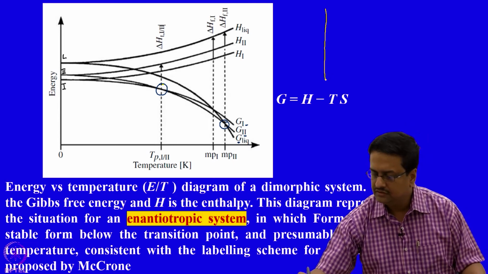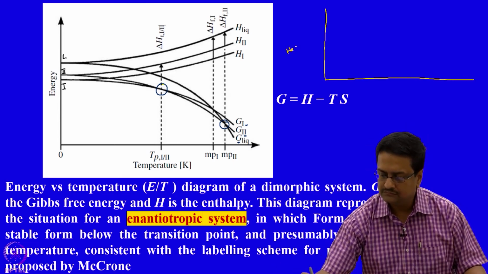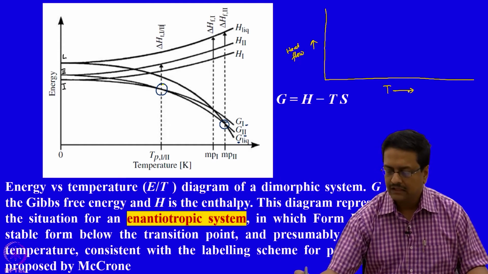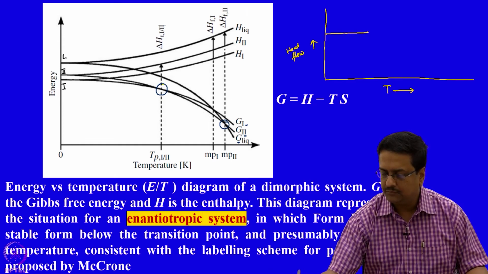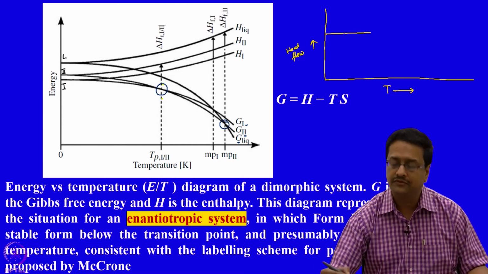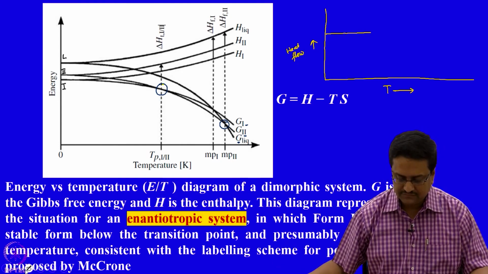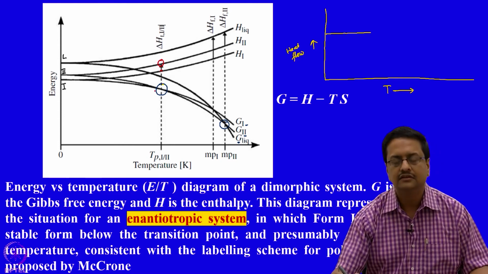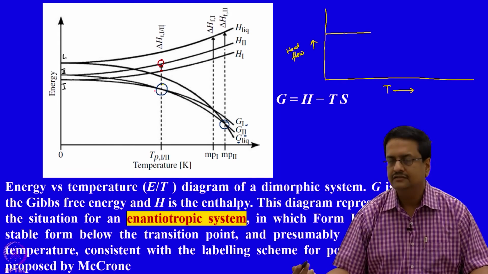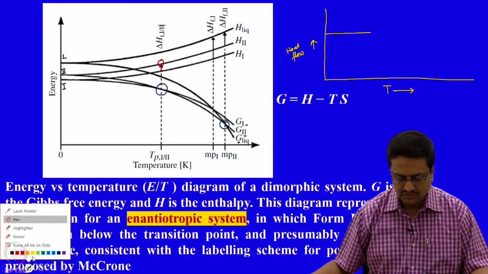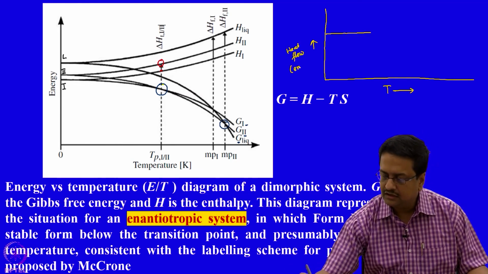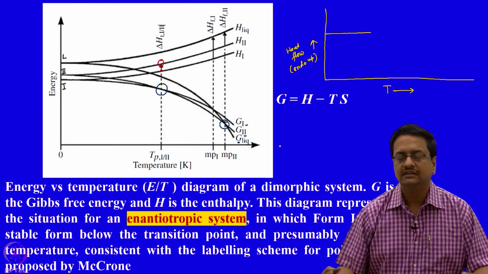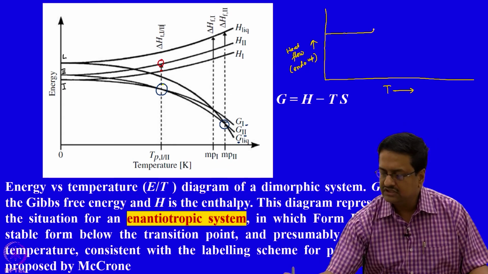Suppose we are plotting the heat flow versus temperature of form 1. On heating, form 1 at some temperature gets converted to form 2, and form 2 has higher energy compared to form 1. So, form 1 will absorb energy and get converted to form 2. If we plot endothermic transformations up, then this transformation of form 1 to form 2 is an endothermic transformation, it absorbs heat. So, we should see a peak.